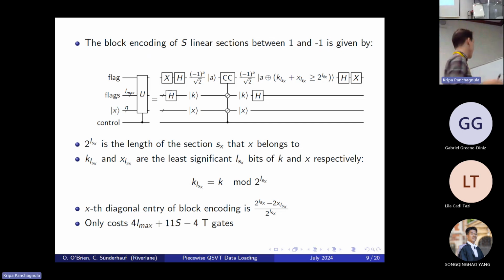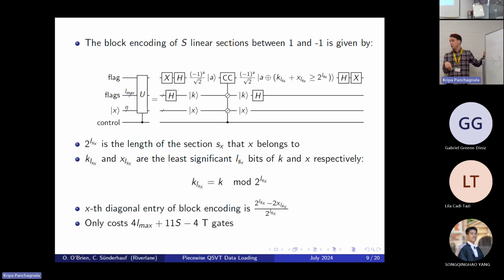So this is the circuit that gives you the piecewise linear diagonal block encoding. And I'll go through it in detail to justify that it actually does what I say it does, because it's a bit of a mouthful to take in at once. I'm somewhat cheating here because I'm hiding a lot of the complexity in this CC operator that I haven't defined. It is defined in the paper.